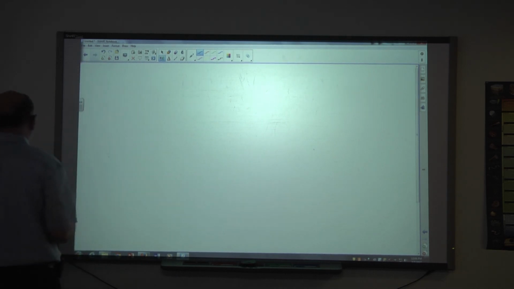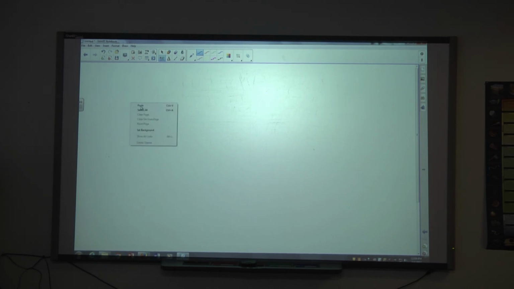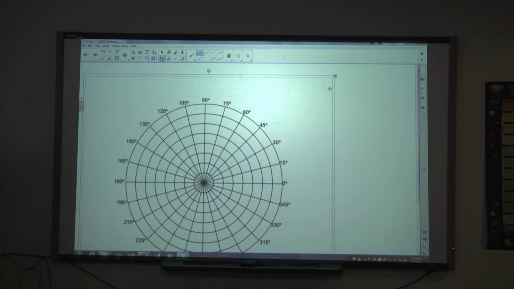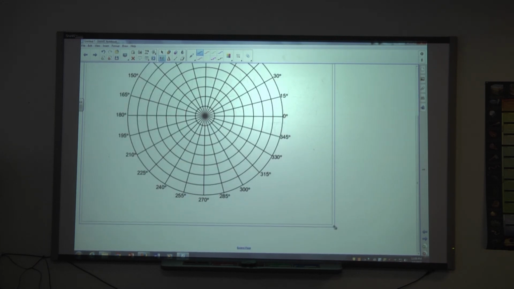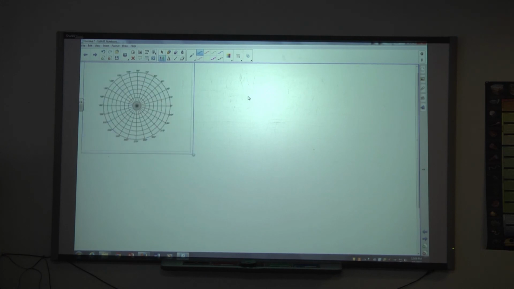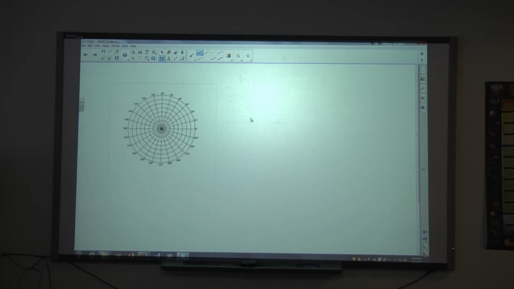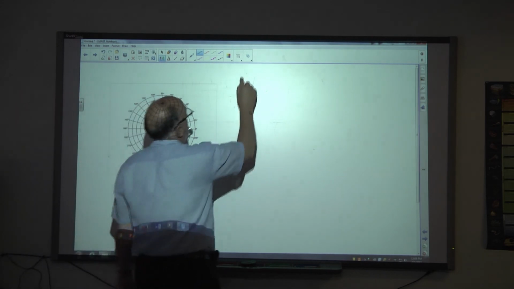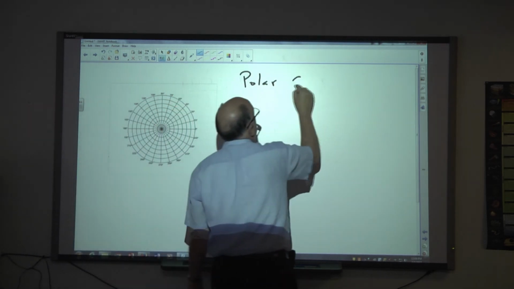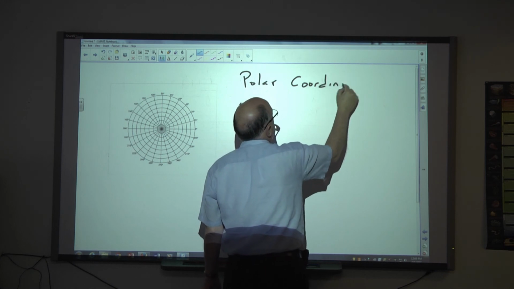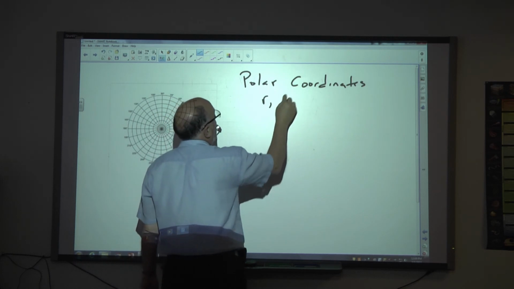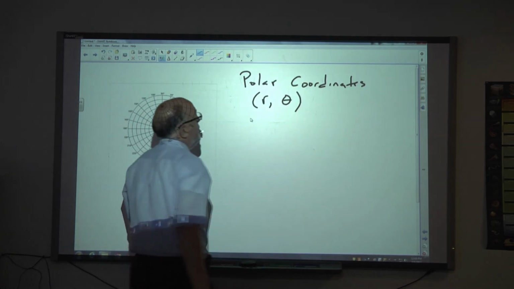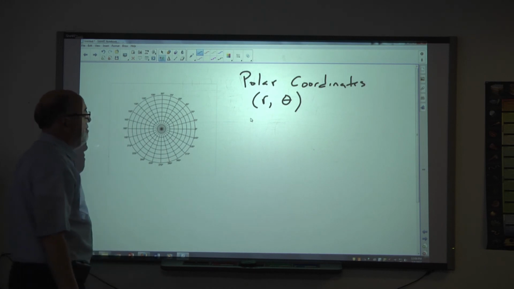The other thing talked about in this section for today will be polar coordinates. So the polar graph, something that looks like this, let's make this smaller. So polar coordinates are given in terms of r and theta. So radius and that angle, right?